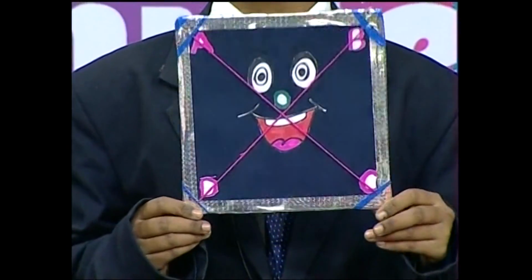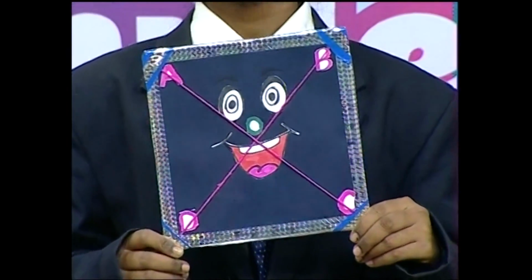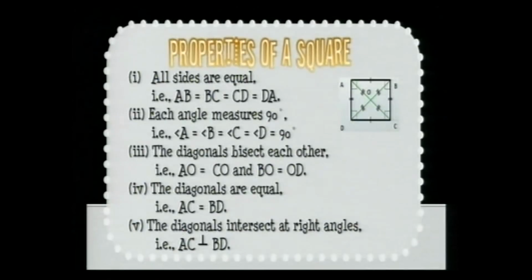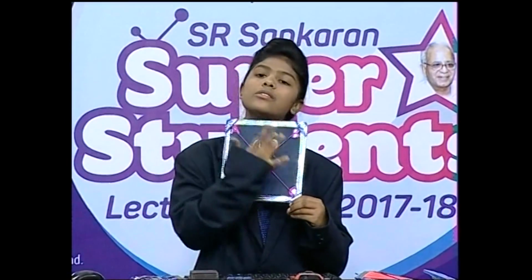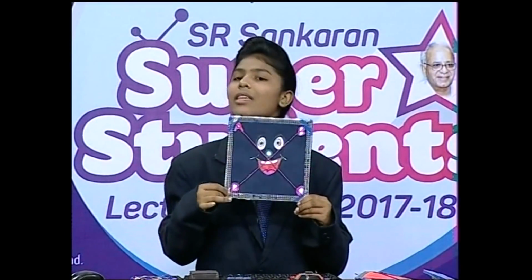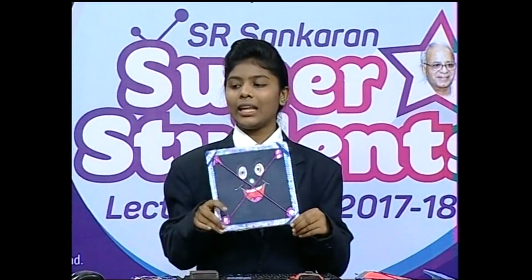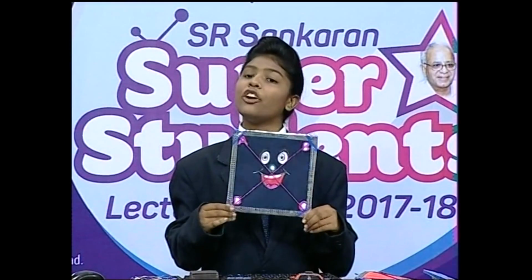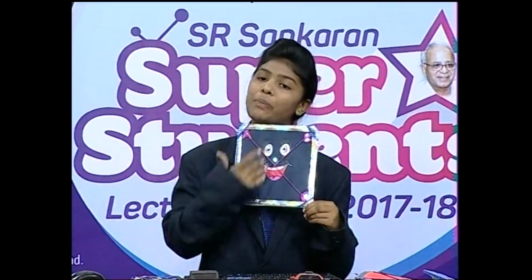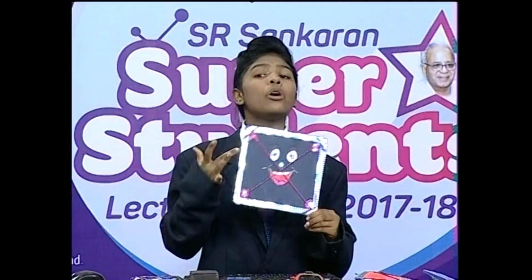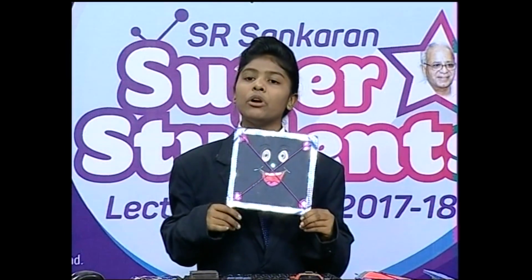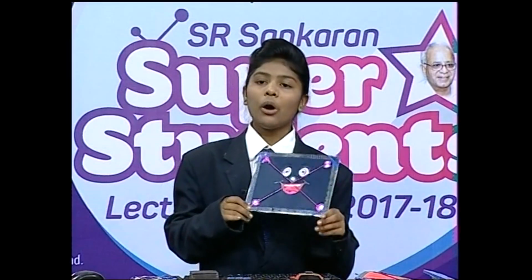And the second property of a square is each angle measures 90 degrees. Angle A, angle B, angle C, angle D, these are all equal and these all measure 90 degrees. The third property of a square is diagonals bisect each other. Hence, AO equal to OC and BO equal to OD.